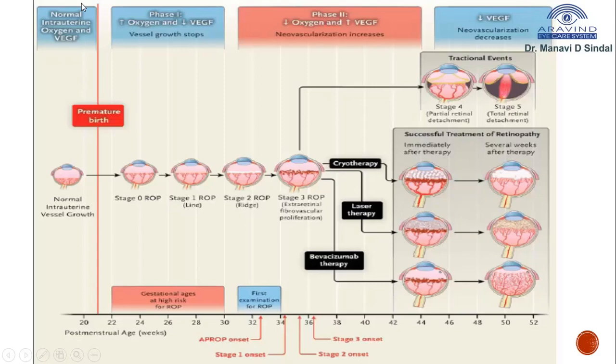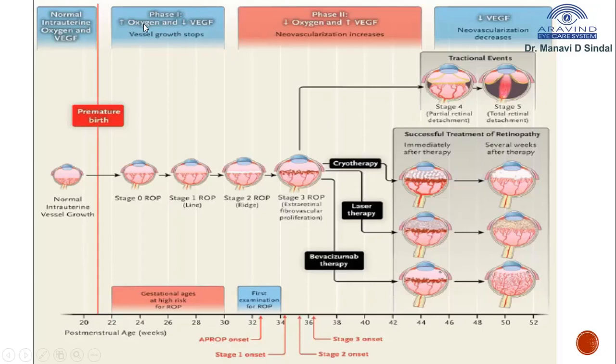Now, in normal intrauterine life, there is a hypoxic condition and a normal level of VEGF being produced and the vessels are growing. And lo and behold, suddenly there's a premature birth of the baby. At this point, the baby is out and you are giving oxygen supplementation. Even normal room air is more hyperoxic as compared to the normal physiological hypoxia intrauterine.